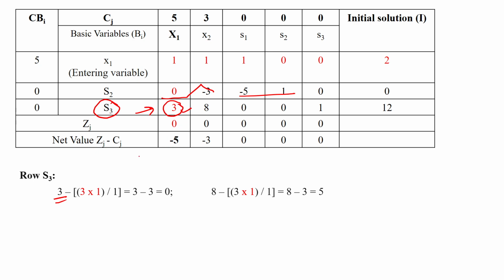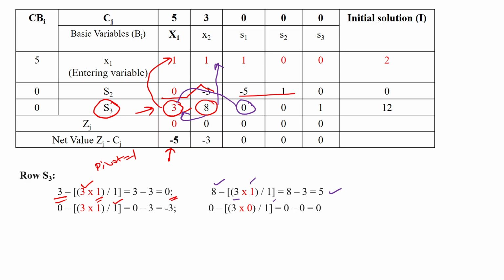The existing value is 3, and this is the key column for this example. So the corresponding key column value times the corresponding key row value 1, divided by the pivot value 1, and you get 0, like that. For this one, 8 is the existing value minus the corresponding key column value 3, times the corresponding key row value 1, divided by 1, you get 5. For 0, the existing value 0 minus the corresponding key column value 3, times the corresponding key row value 1, divided by the pivot value 1: 0 minus 3, you get minus 3, like that.